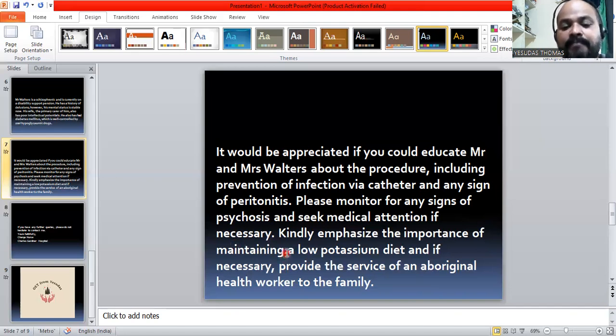Kindly emphasize the importance of maintaining a low potassium diet. Now, this is the third instruction, and if necessary, if it is needed, provide the service of an Aboriginal health worker to the family. So you have to see that too. So we have the instructions expanded. These are the instructions which are given to the nurse who is going to care for this patient.